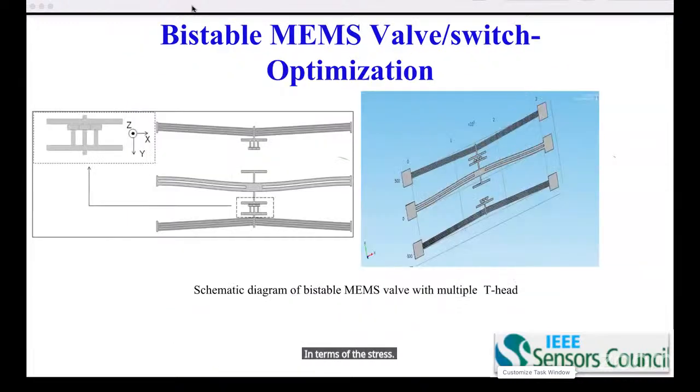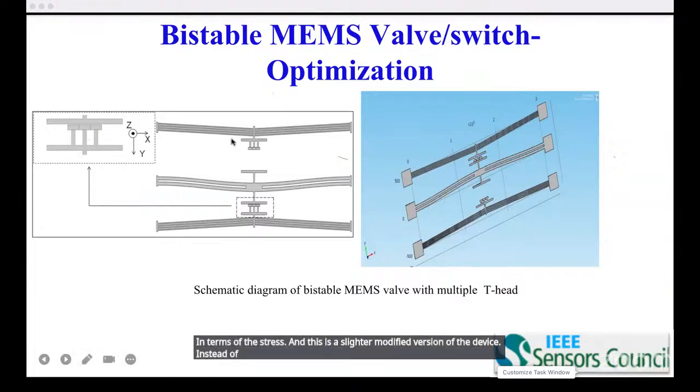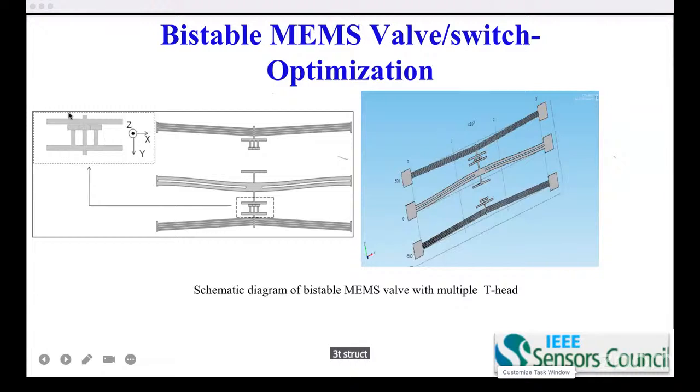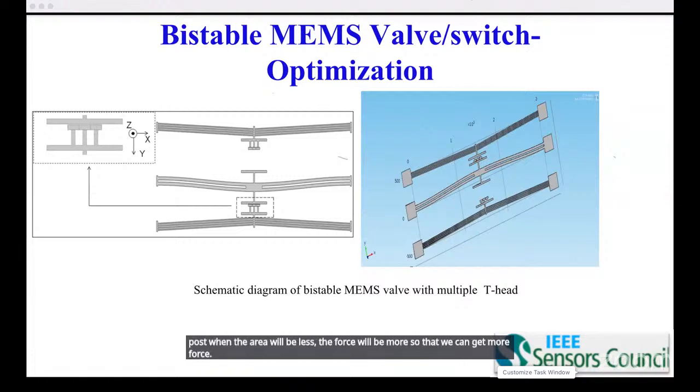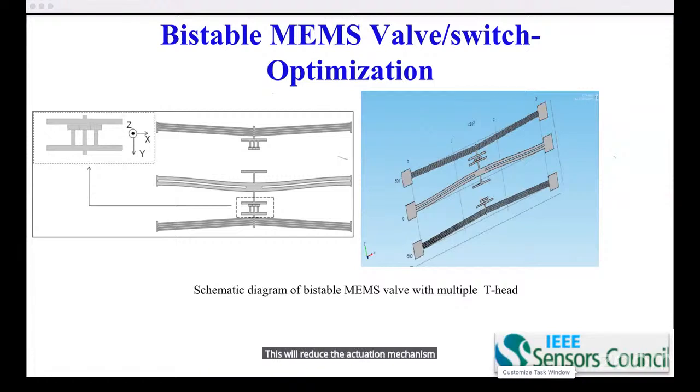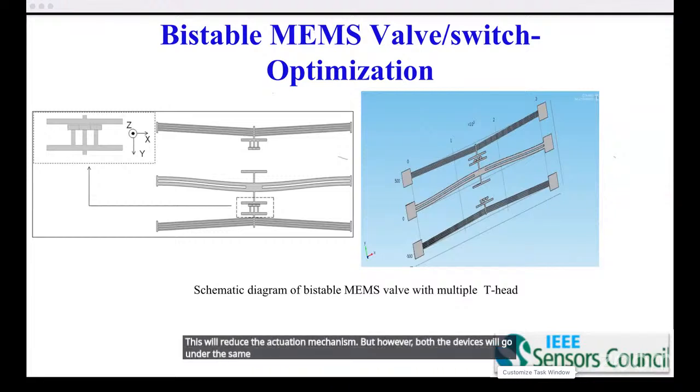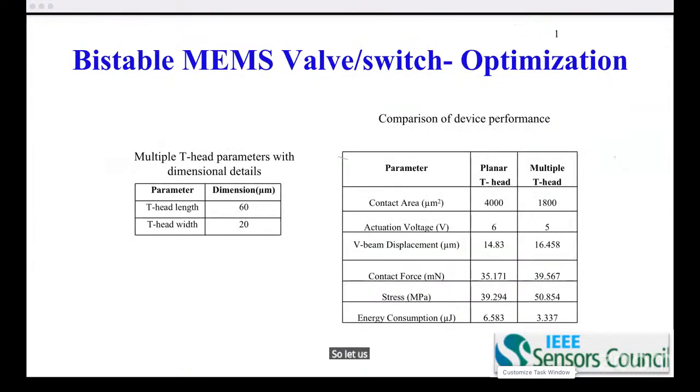And this is a slightly modified version of the device. Instead of having a single push here, it is a three beam actuator, three T structures, so a 3T structure actuator. Based on the simple principle that when the area is less, the force will be more, so that we can get more force. This will reduce the actuation mechanism. However, both the devices will go through the same fabrication techniques. So let us concentrate more on the fabrication mechanisms.